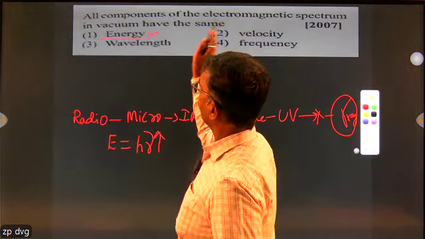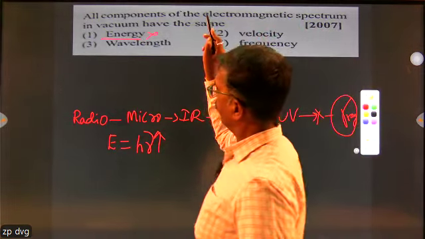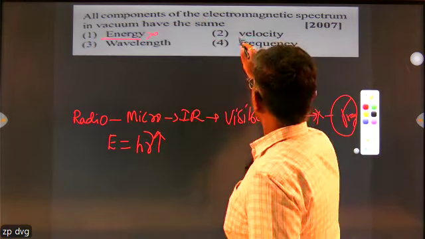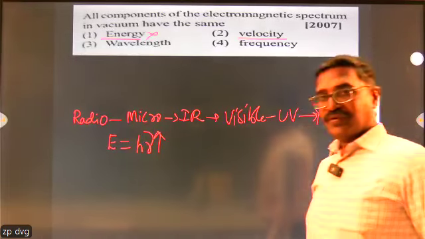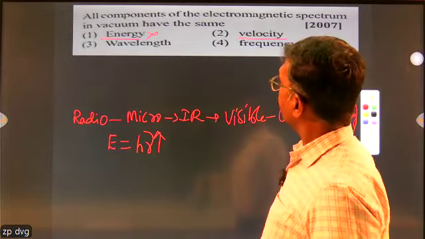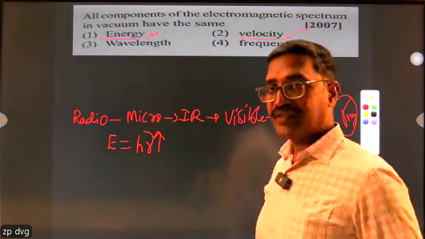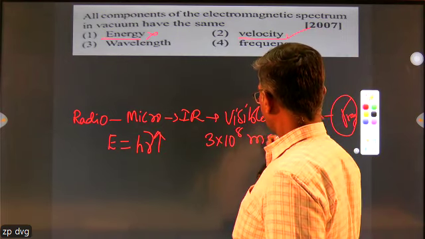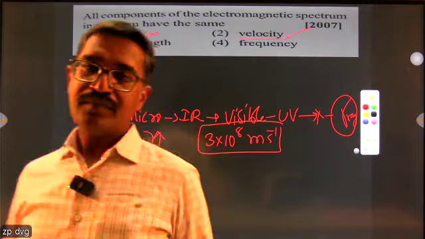ಅವ್ನು ಕೇಳ್ತಾರೆ ಅದರಲ್ಲಿ ಏನ್ ಸೇಮ್ ಇದೆ ಅಂತ. All components of the electromagnetic spectrum in vacuum, ಯಾವ್ದು ಸೇಮ್? ಎನರ್ಜಿ ಇರಲ್ಲ, energy will not be same. ಎಷ್ಟು ವೆಲಾಸಿಟಿ ಸೇಮ್ ಇರುತ್ತಾ? Whether all the electromagnetic waves are moving with the same velocity in vacuum. ಕರೆಕ್ಟ್ ಆಯ್ತಾ? They are moving at the same speed. ಎಷ್ಟು? 3 into 10 power 8 meter per second.